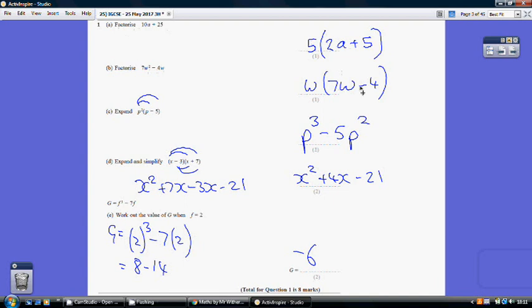Get the sign right, it's a minus. And W times what gives us 4W? Well, that's just a 4.